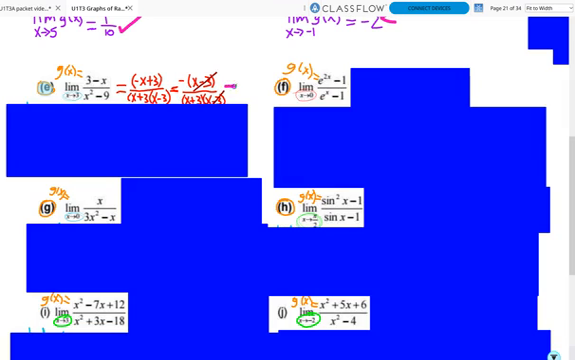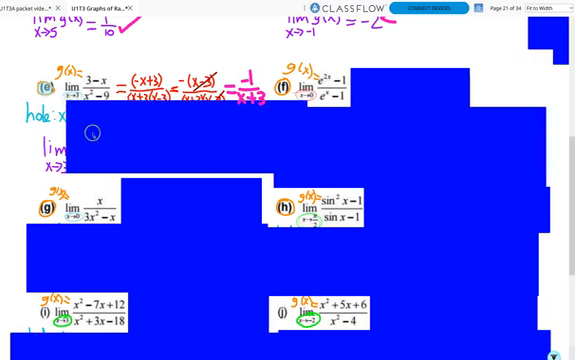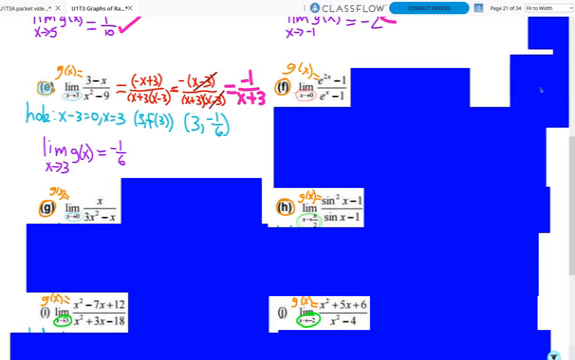Simplified further, that leaves negative 1 over x plus 3, which will help me plug the x value of the point of discontinuity into the simplified equation when finding the y value. So the hole is at x equals 3. Plugged into the equation, it's negative 1 over 3 plus 3, so it's negative 1/6. So our limit from the left and right agrees. The limit as x approaches 3 of g of x is negative 1/6.